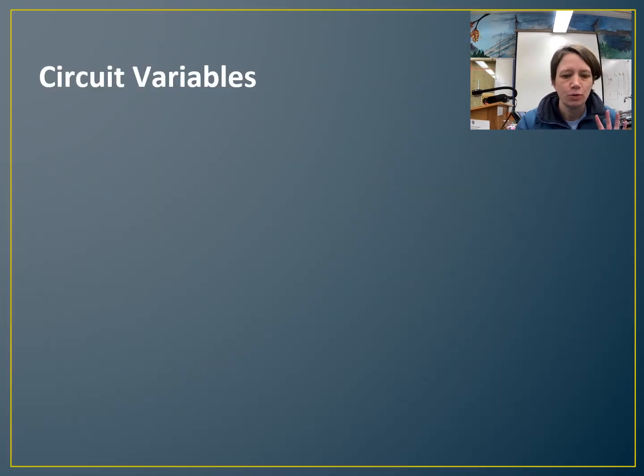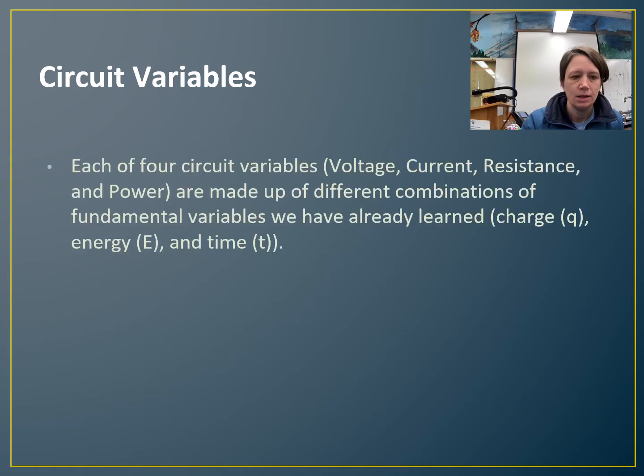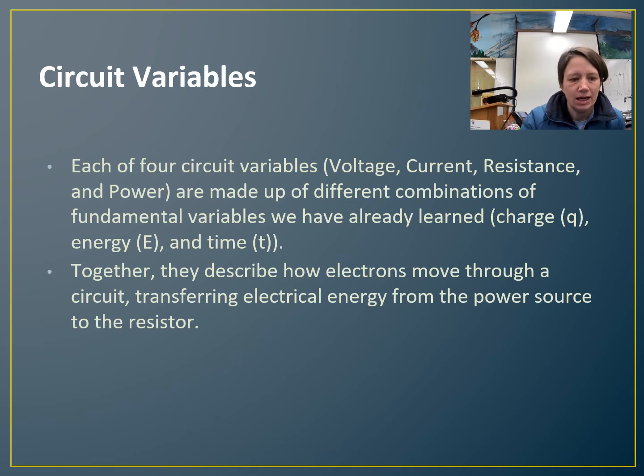So today we're going to introduce 4 new physics variables. These may be words you've heard before, but this is where you'll learn the precise physical meaning of voltage, current, resistance, and power. These variables are very interwoven. They're made up of different combinations of the fundamental variables we've learned about, like charge, energy, and time. Taken together, these 4 variables can describe how electrons move through a circuit and how they transfer the electrical energy from the power source to the resistor.